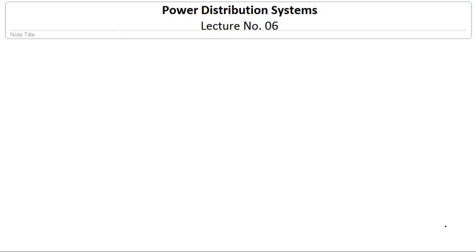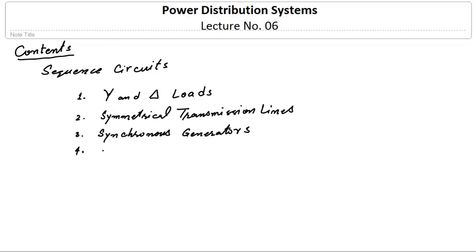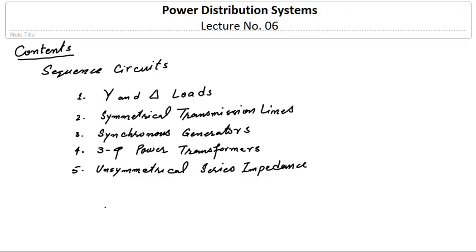Contents of today's lecture are: today we will develop the sequence equivalent circuit for different components of power system, that includes Y delta load. Then we discuss the sequence circuit of transmission line, the sequence circuit of three-phase generator, then sequence circuit of three-phase power transformers, then sequence circuit of unsymmetrical series impedance. And after developing the sequence equivalent circuits of different components of power system, we develop the sequence equivalent network. These are the contents that we discuss today.